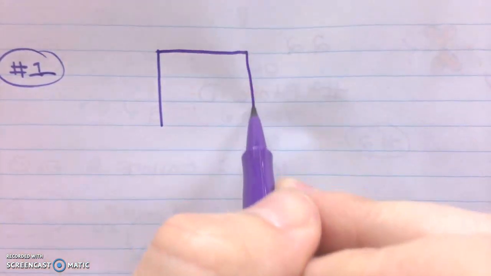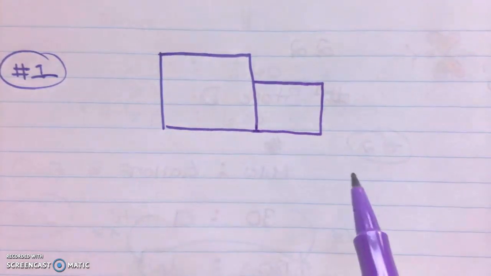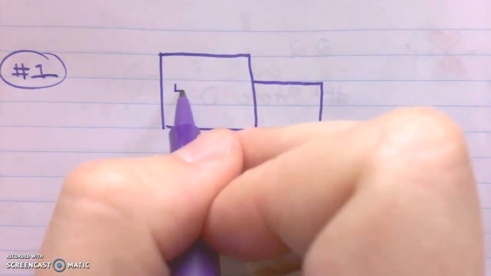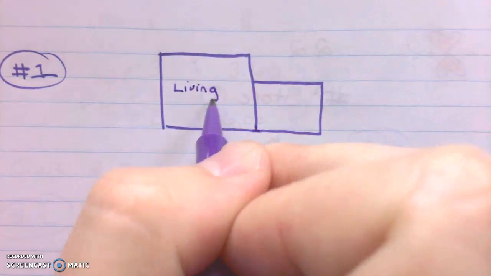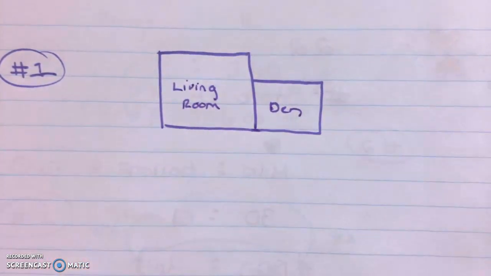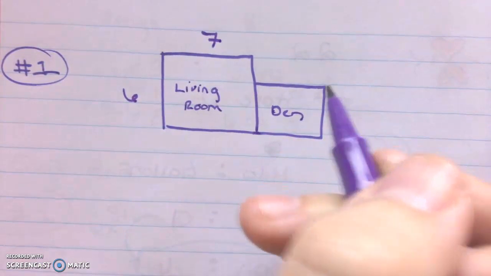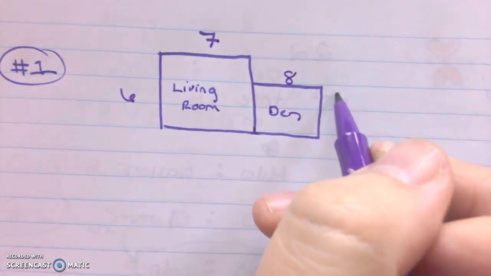That's a terrible number one. Here we go. All right, so it says that we are going to go ahead and put carpet tiles, don't really know what that is, but carpet tiles, in this living room. And then we have this cute little den. So this is the living room. And then this is the den. Okay, so it tells me that my living room is 7 feet here and 6 feet here. And then my den is 8 and 3.